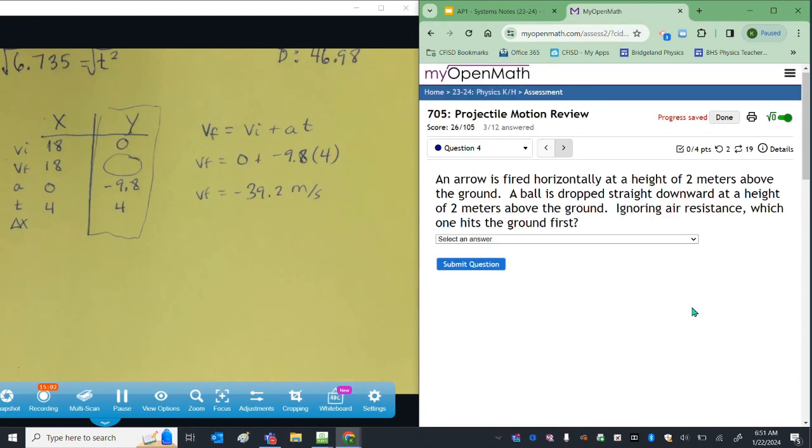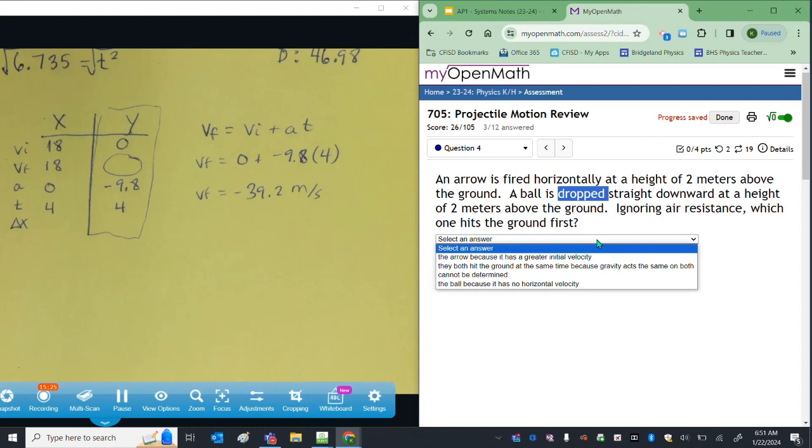All right, question number 4 says, an arrow is fired horizontally at a height of 2 meters above the ground. A ball is dropped straight downward at a height of 2 meters above the ground. Ignoring air resistance, which one hits the ground first? If you have something fired horizontally and something dropped from the same height at the same time, they will hit the ground at the same time because, again, horizontal motion is independent of vertical motion.